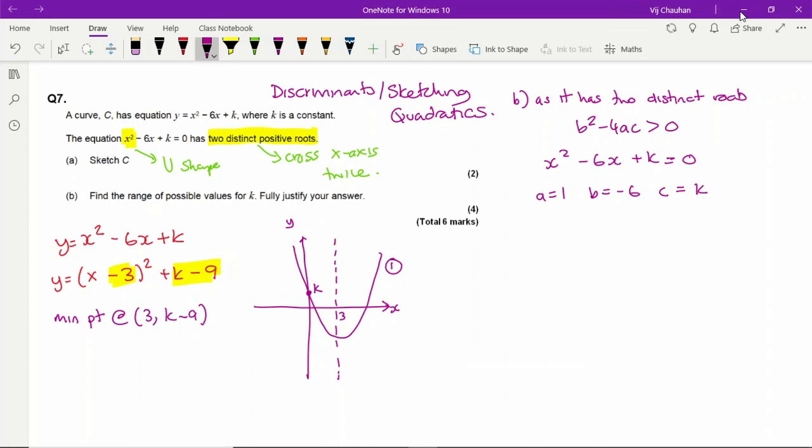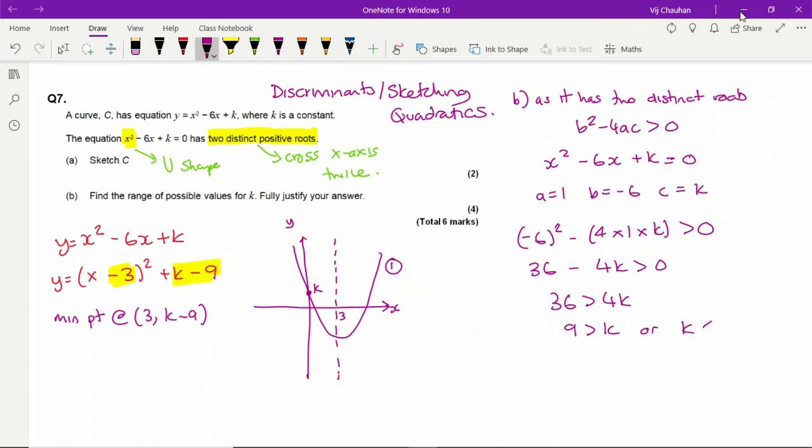So from this, what I can then do is substitute this into my discriminant. So I've got minus 6 squared minus 4 times 1 times k, and that's going to be greater than 0. Simplifying this out, I get 36 minus 4k is greater than 0, and solving this we get 36 is greater than 4k, and so 9 is greater than k, or k is less than 9.